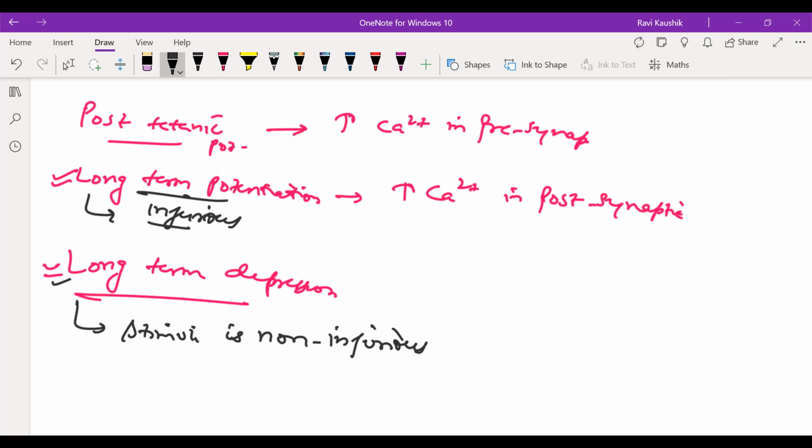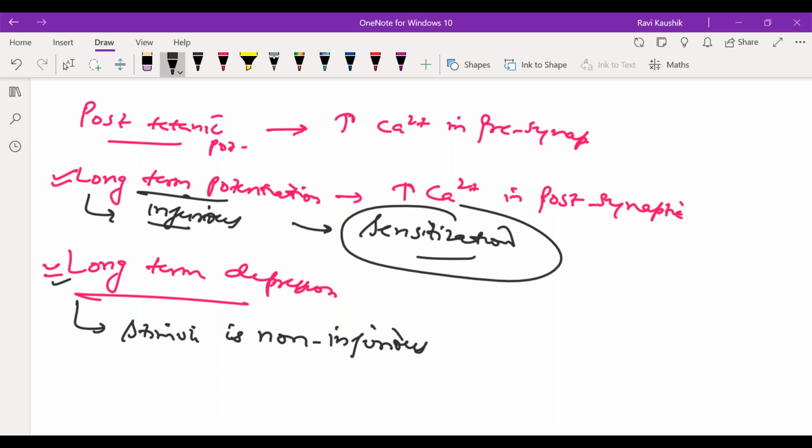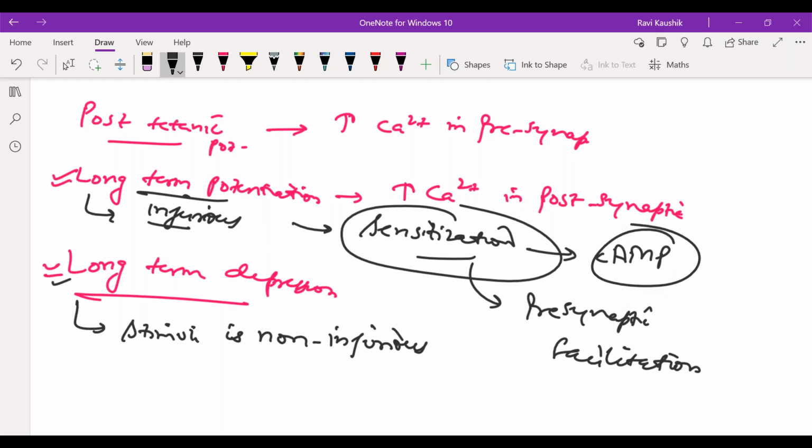Got the point? This is also known as sensitization. Some books say that it is the same as long-term potentiation. However, in a few books, it is given as a little different one. Sensitization is also known as presynaptic facilitation. If there is one transient response and thereafter another stimulus comes just after the initial stimulus, then sensitization is occurring. It's again due to calcium-mediated changes. However, in sensitization especially, it is believed that cyclic AMP is involved, right?